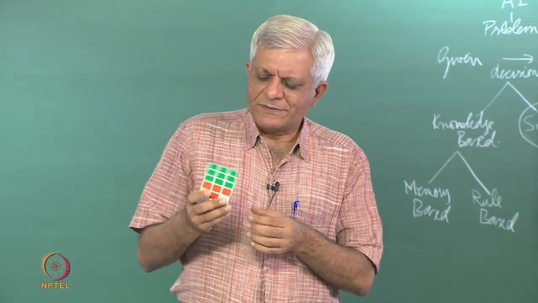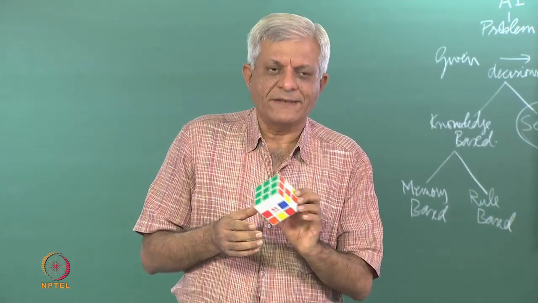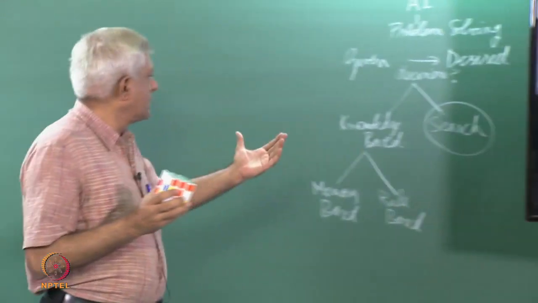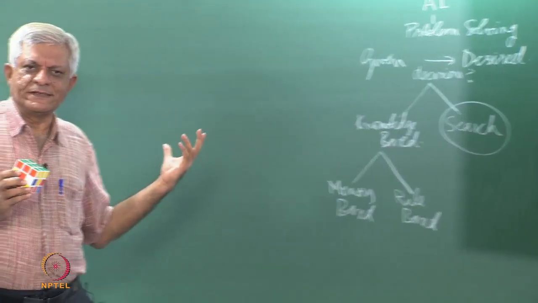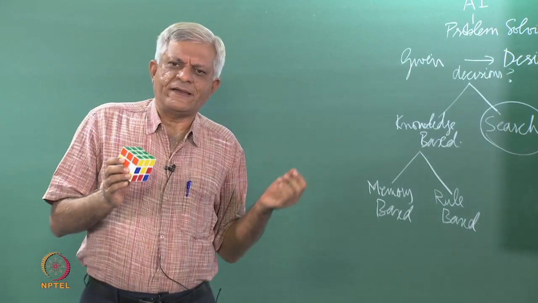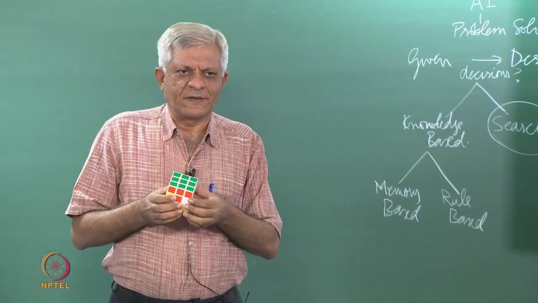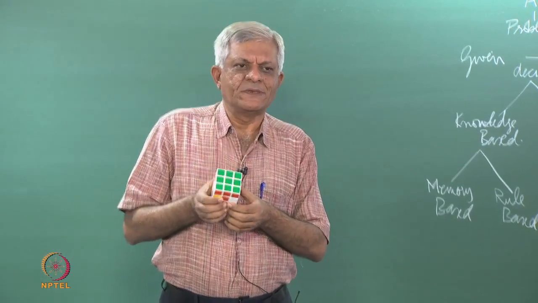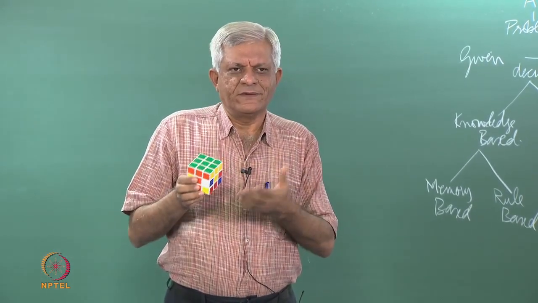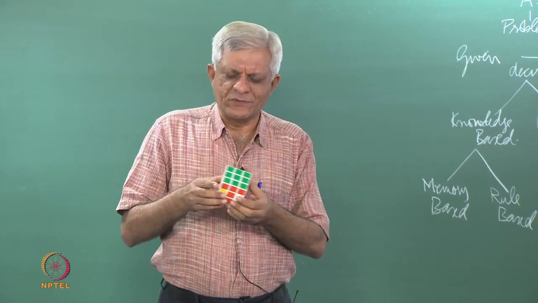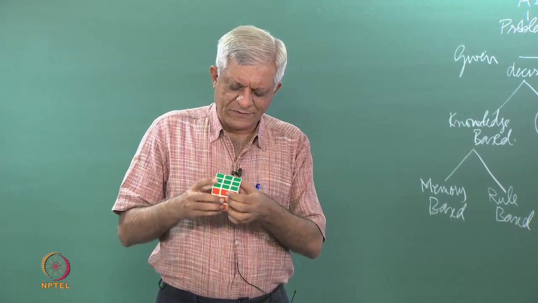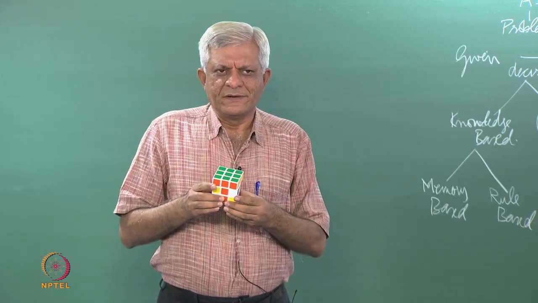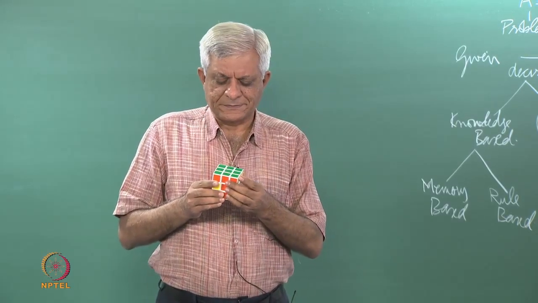Now, the first thing I want to do with this is to highlight the difference between these two approaches to problem solving, search based and knowledge based. If I were to give someone who has not seen it before this Rubik's cube and ask that person to solve it, she or he would essentially do trial and error. You would try to see what to do with this and what to do with that, and try to explore a sequence of moves which will solve the puzzle.